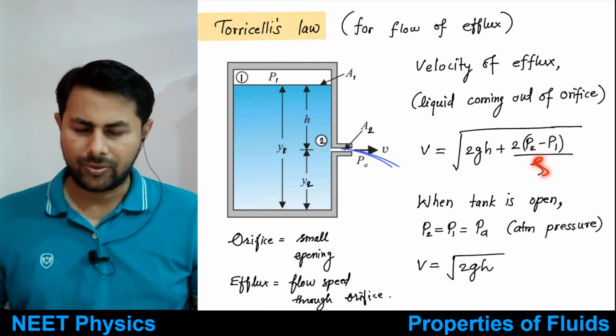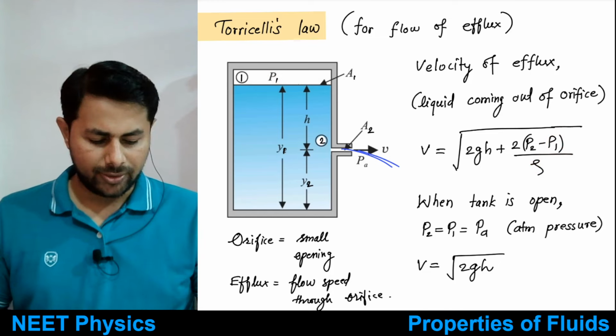Okay, divided by rho. Rho is the density of the fluid. Okay, so this is the formula.